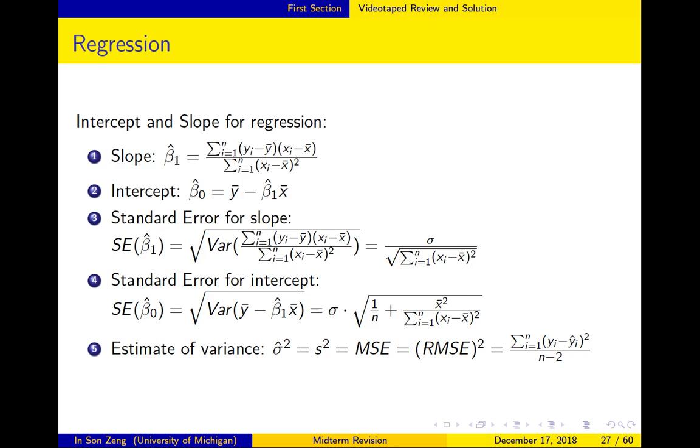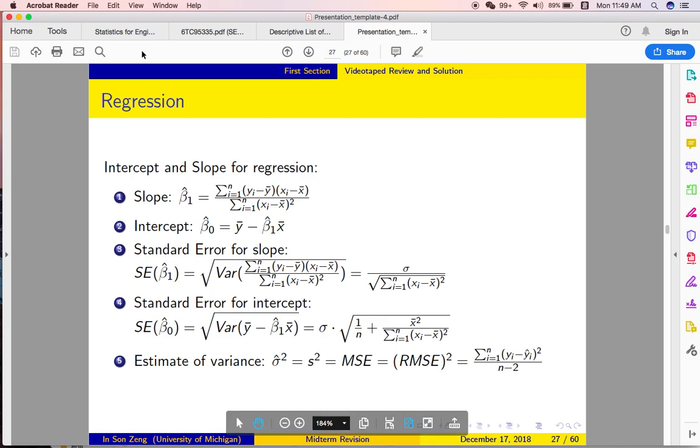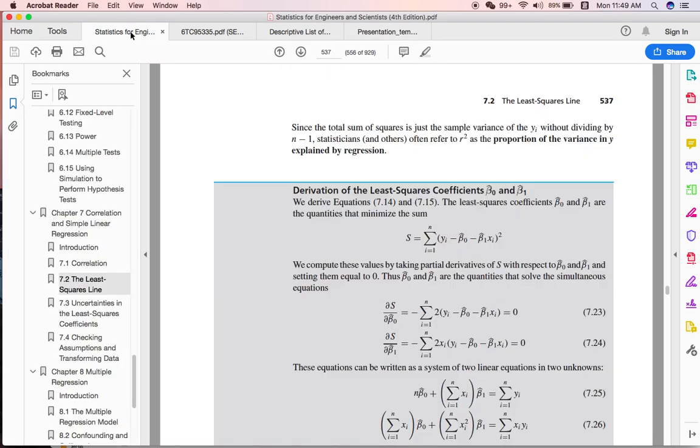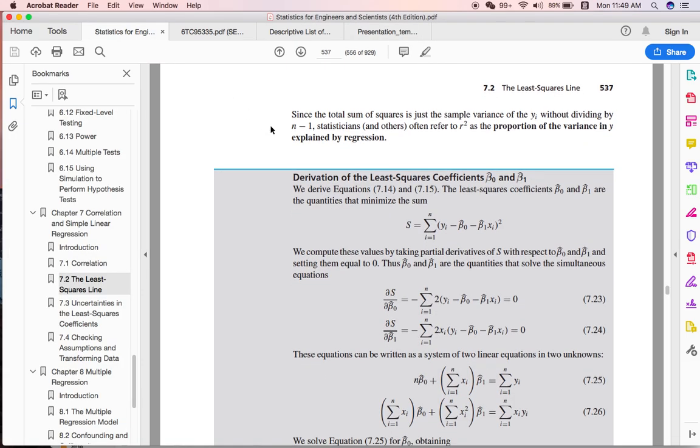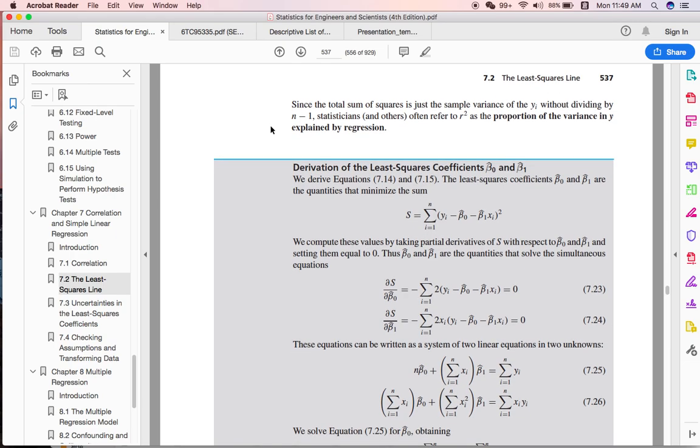So any questions before going on? For more information about this part of the derivation, we can look at page 537 in your book, which talks about how to derive the least squares coefficients beta 0 hat and beta 1 hat. I won't go over it here, but if you are interested, you can follow the steps inside the book.